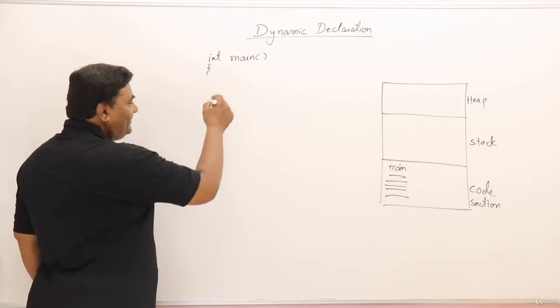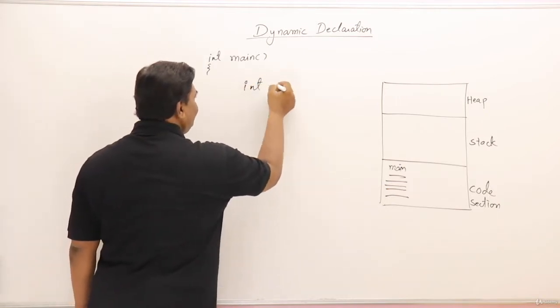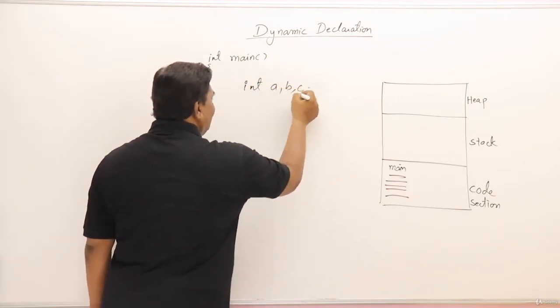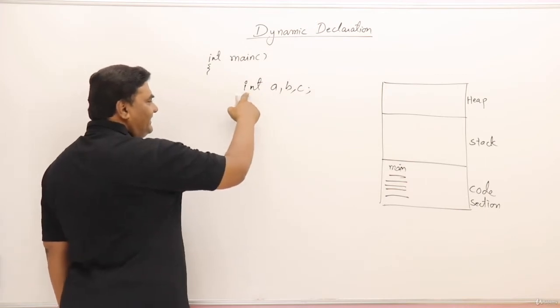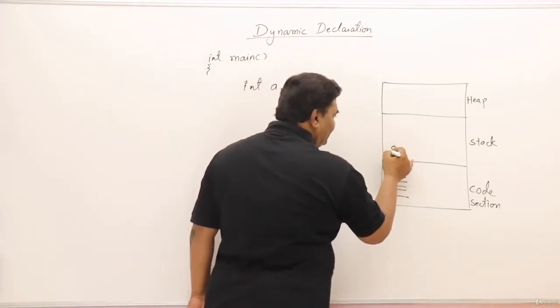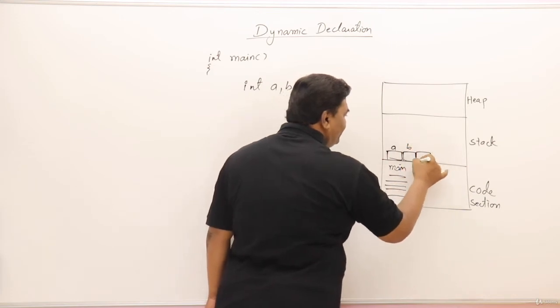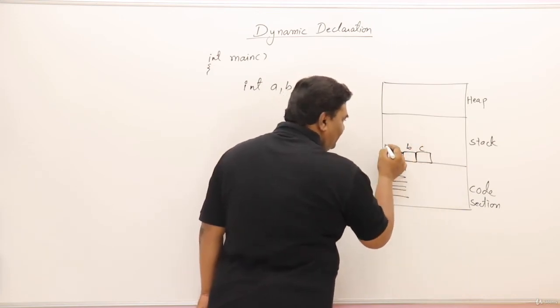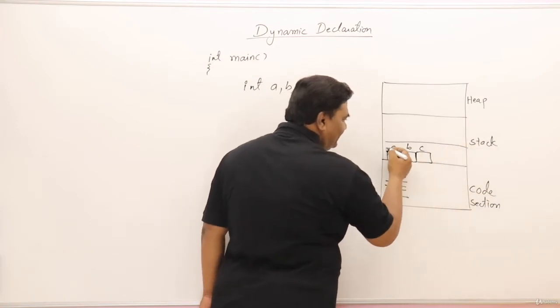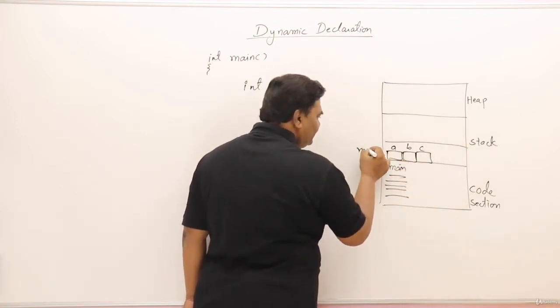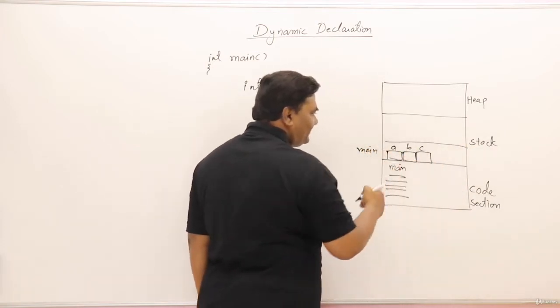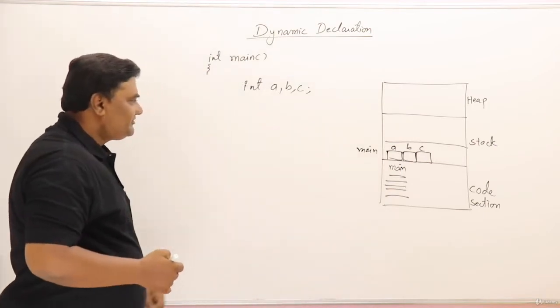Let us see, I have a main function here. If I am declaring some variables a, b, c of type integer, suppose integer takes 2 bytes, then 2 bytes for a are given inside the stack, then 2 bytes for b are given, and 2 bytes for c are given. So this total block of memory, I'll just put a bar here to show that this memory belongs to the main function. So this is called the activation record of the main function. So it's occupying a total of 6 bytes of memory.